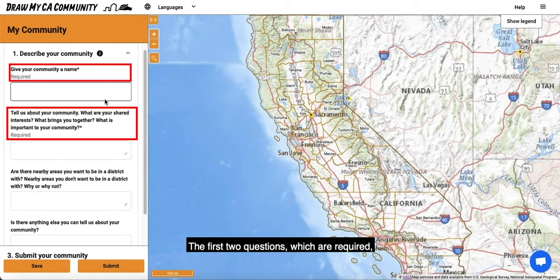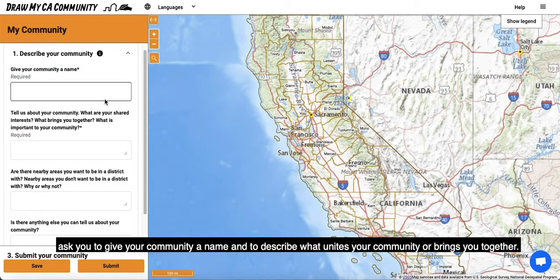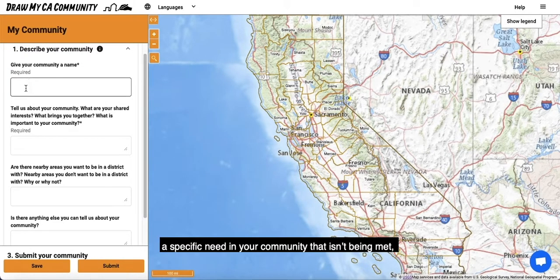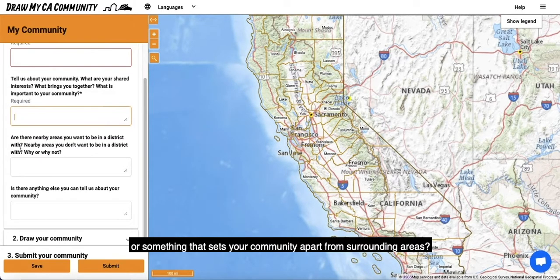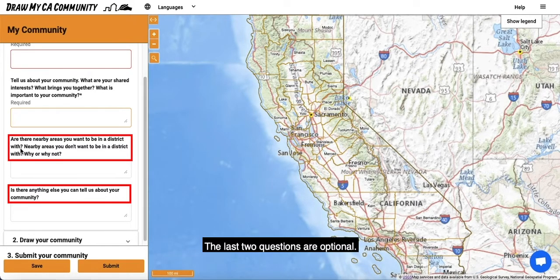The first 2 questions, which are required, ask you to give your community a name and to describe what unites your community or brings you together. Is there a project your community is working on? A specific need in your community that isn't being met? Or something that sets your community apart from surrounding areas? Let the Commission know. The last 2 questions are optional.